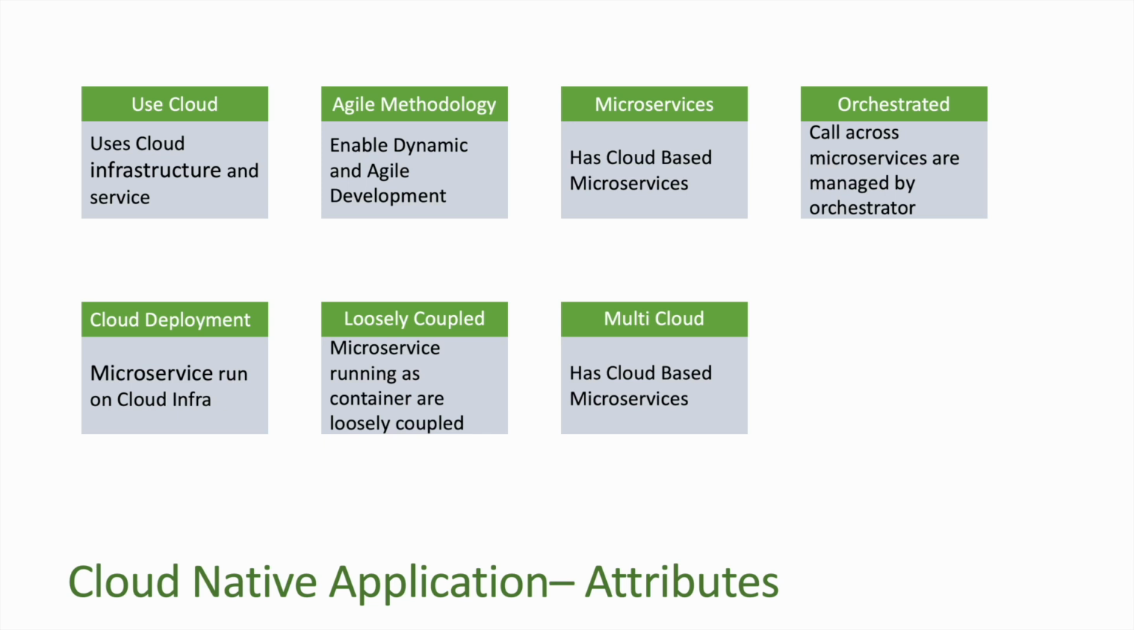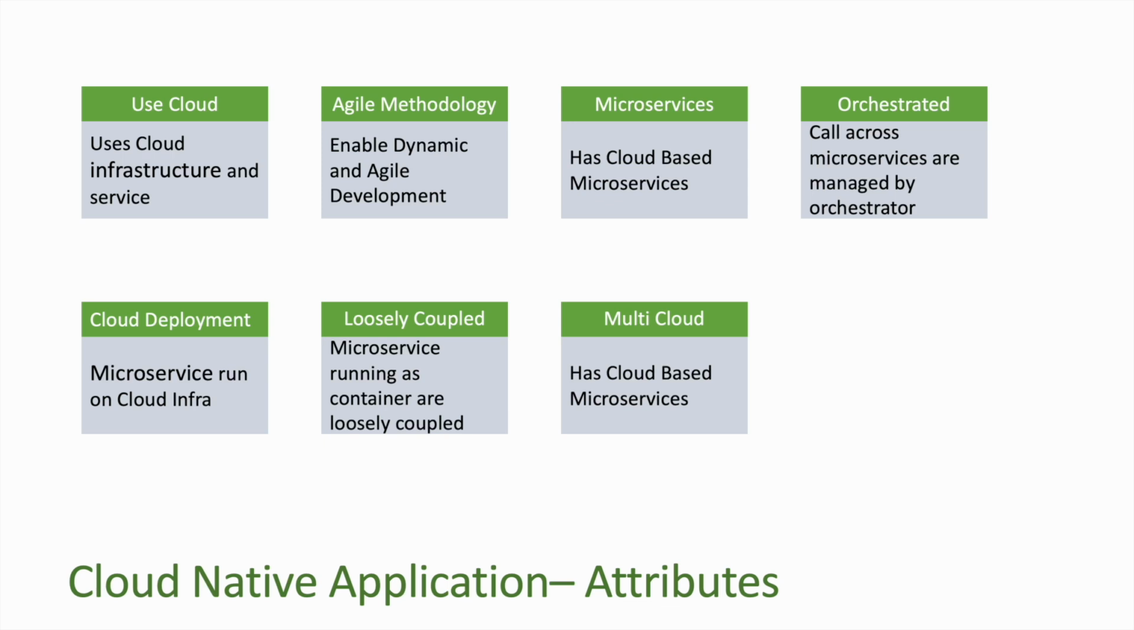Now again, microservices are an important part of the cloud native application, where each application is made of multiple microservices, and these microservices can again be deployed on the cloud infrastructure. As we said, the applications consist of multiple microservices. We need something which can orchestrate or manage the calls across these microservices. That is what the orchestrator does. We are going to cover the details of the orchestrator in the subsequent slides.